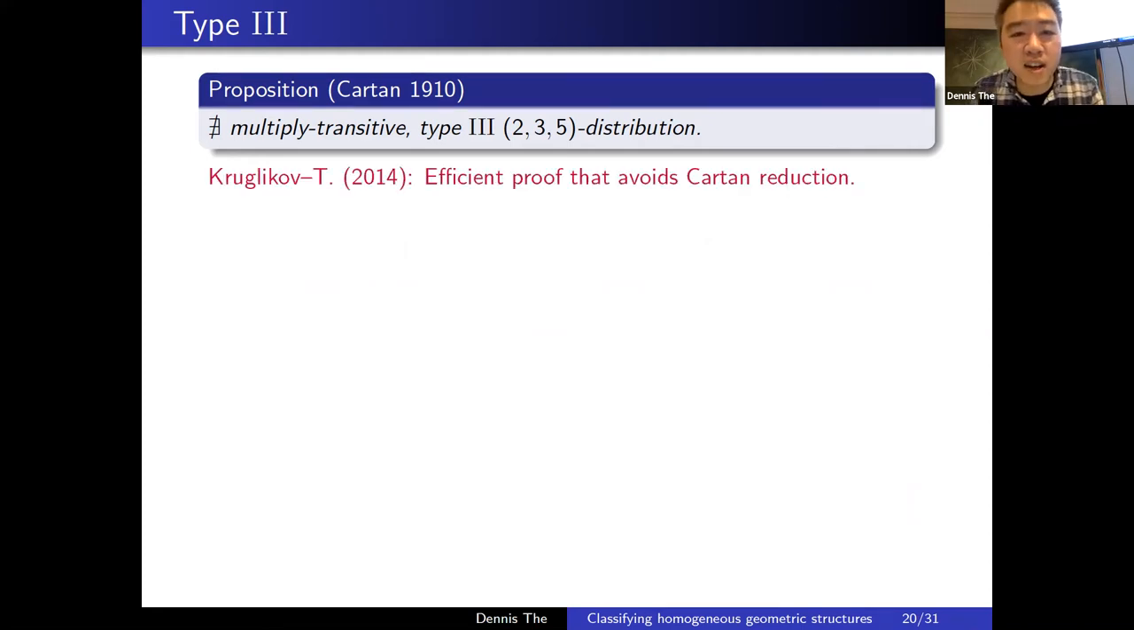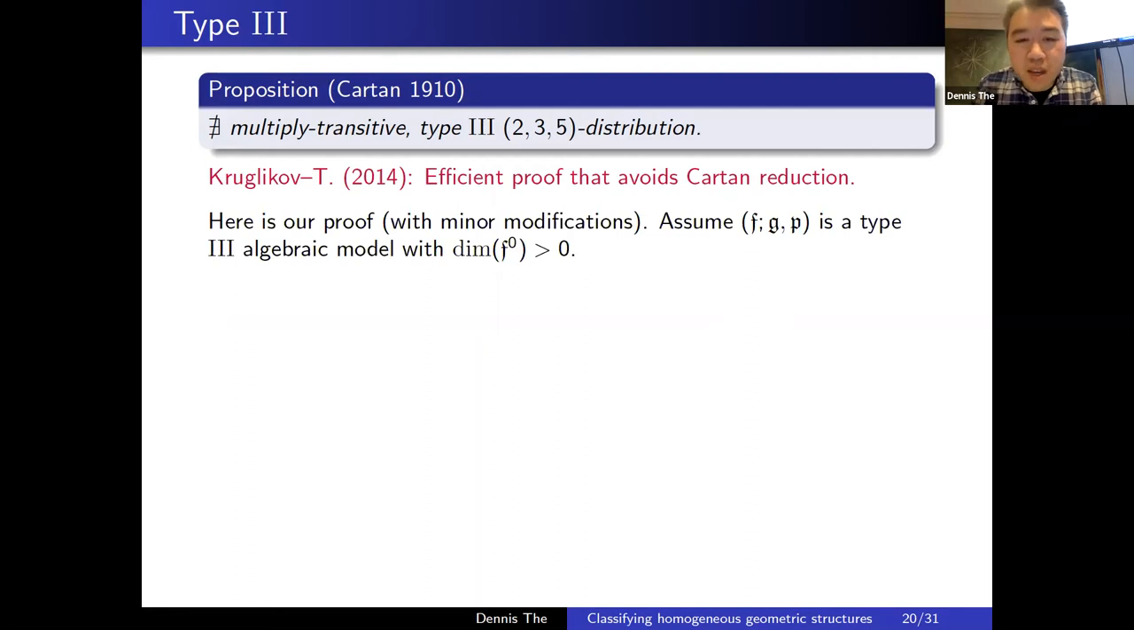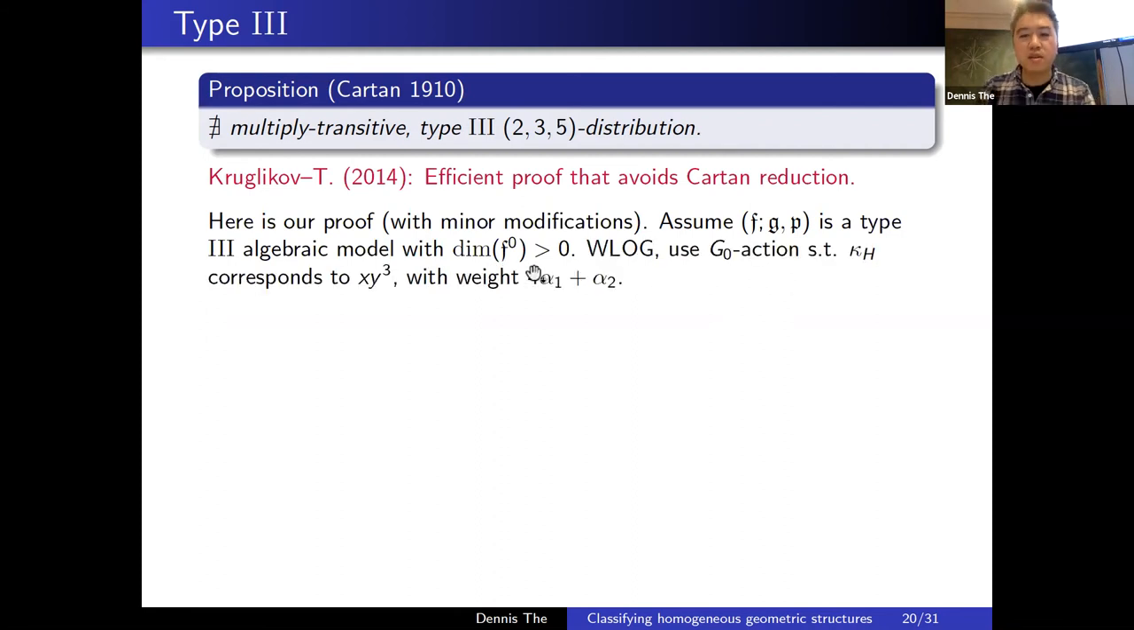Okay, so we gave an efficient proof that avoids Cartan reduction in this 2014 paper. So here's our proof with just minor modifications in language, but it's basically the same. So let's assume that we have an algebraic model of type 3, okay, and assume that you're multiply transitive. So you have some isotropy. Okay, so the first thing you do is you try to normalize harmonic curvature.